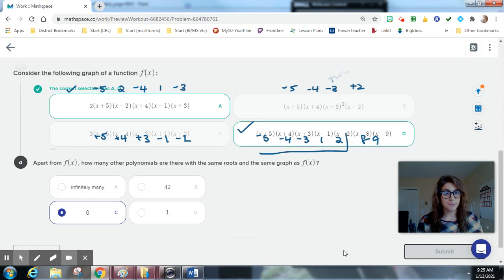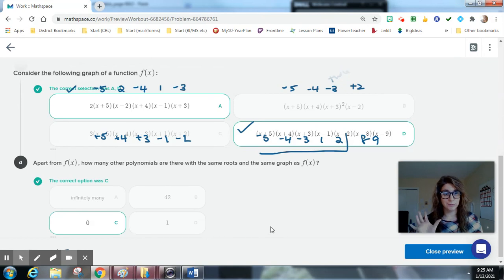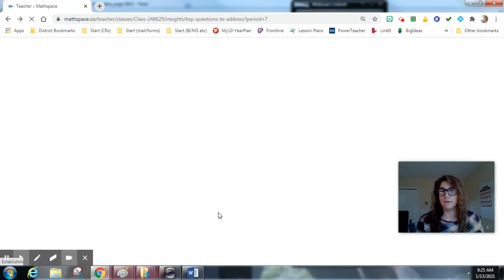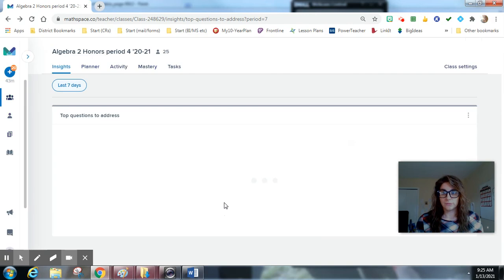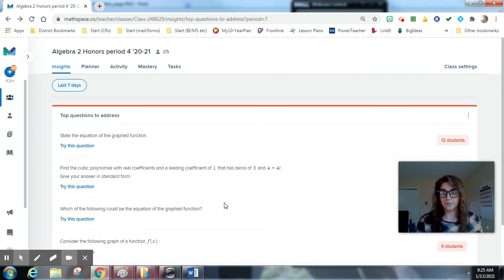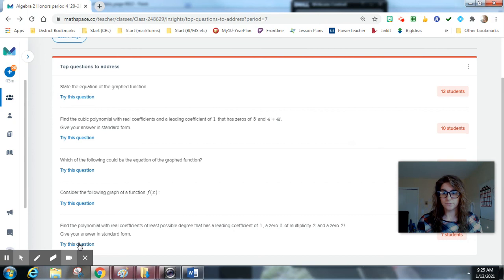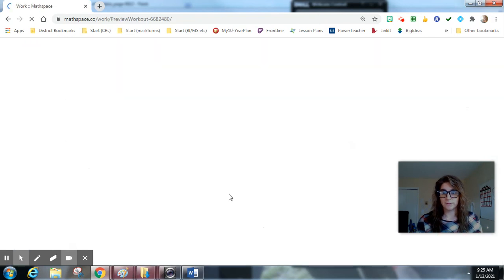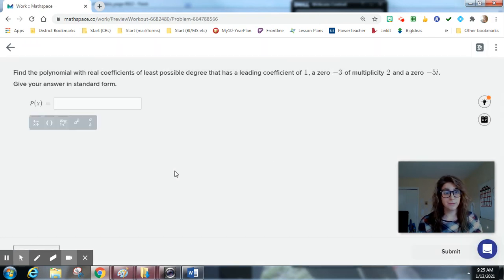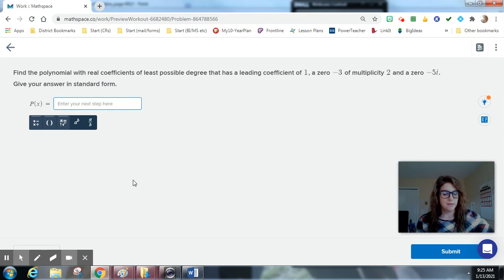Well, there are no others that are the exact same. That is its own function. Nothing's going to be identical to it. And our last one, which I believe was another multiplying out. Yep. So it says find the polynomial with the real coefficients with our given zeros.